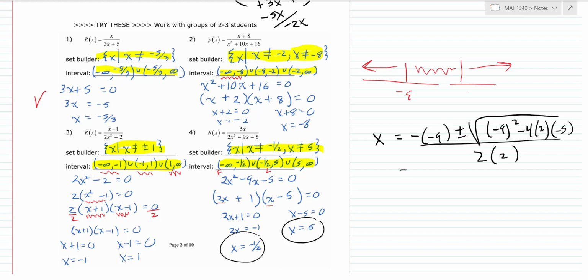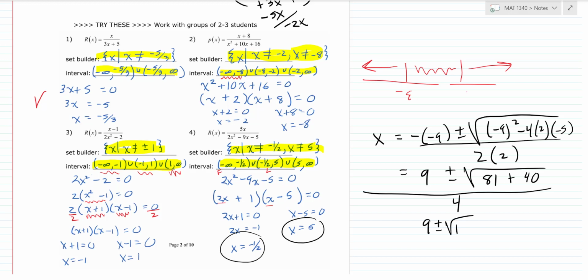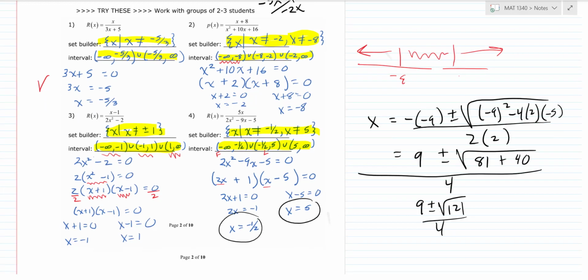So you can see if you got what I got, that would be 9 plus or minus the square root of 81 plus, and what would that be, 40, all over 4, like that. So now you would have 9 plus or minus the square root of 121 over 4. Did you get to that point, or? Yeah. Okay, so that's what I thought.